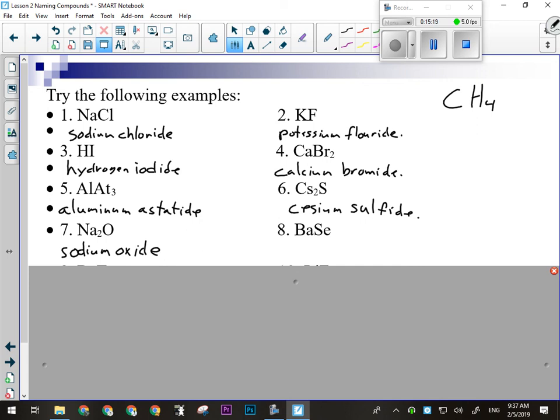And then for number 8, we've got barium with selenium. There are actually 2 ways you can write this. It could be barium selenide, or it could be barium selenamide.